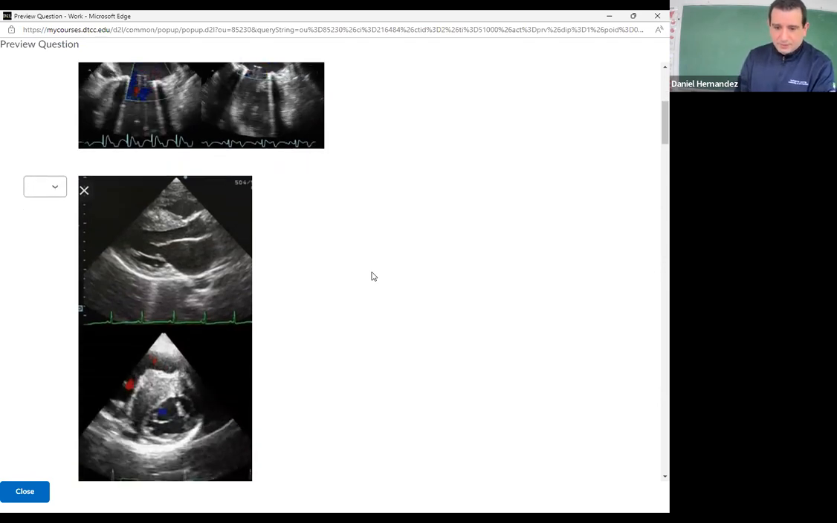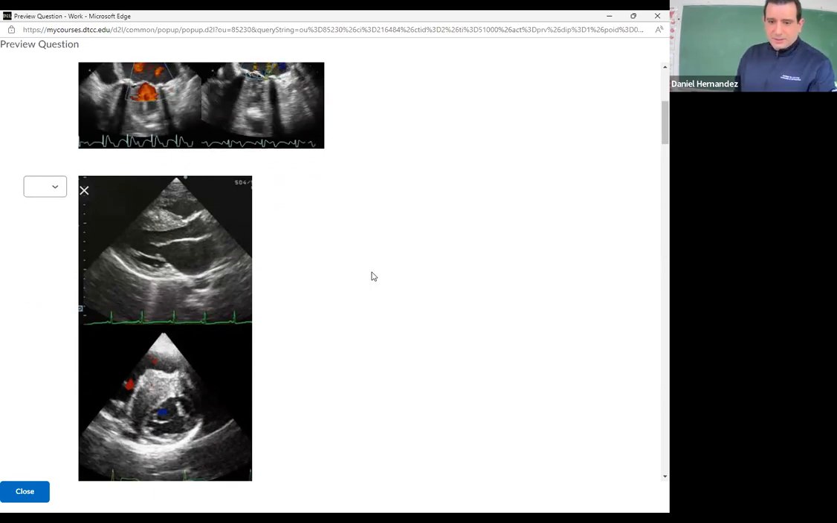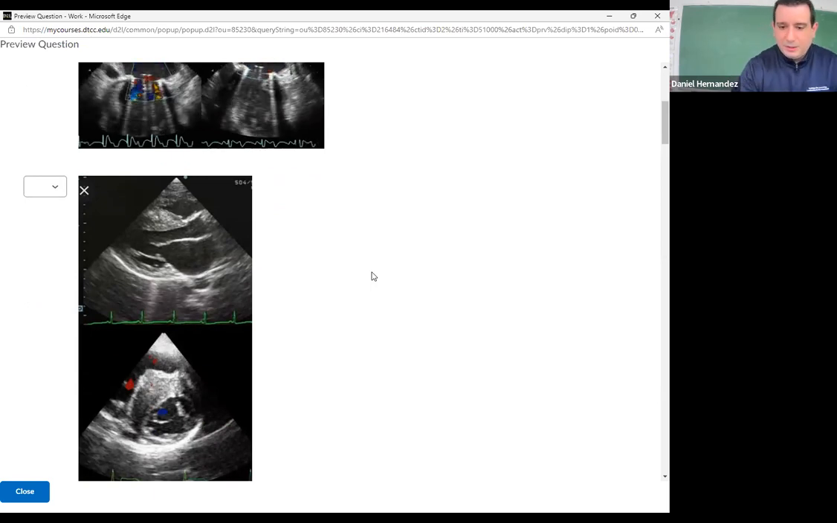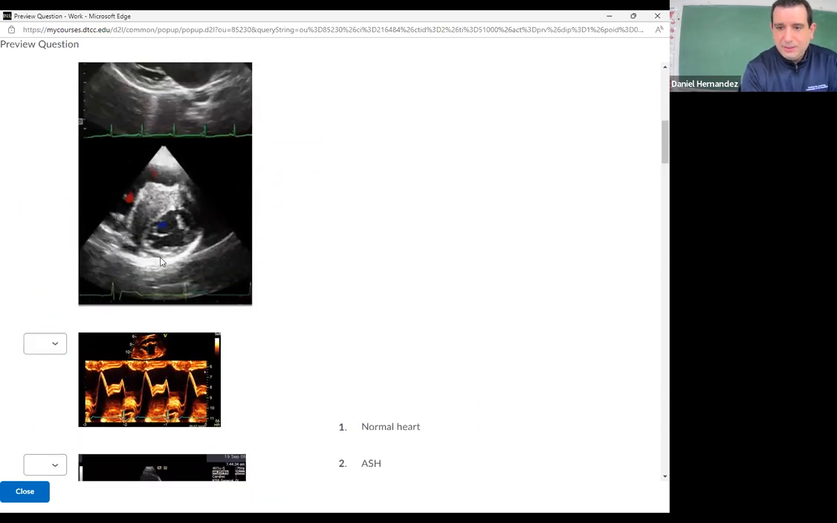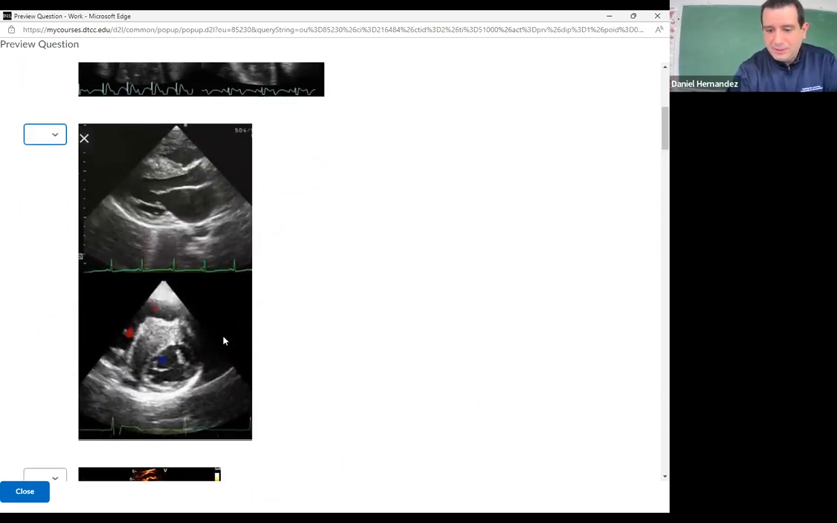So this one. If we look at these 2 pictures from this patient, one is our parasternal long axis that we recognize. The other is our parasternal short axis. So we could see what looks like a very thickened interventricular septum. And we could see a very thin posterior wall in comparison. It's definitely evident when you look at the short axis view.